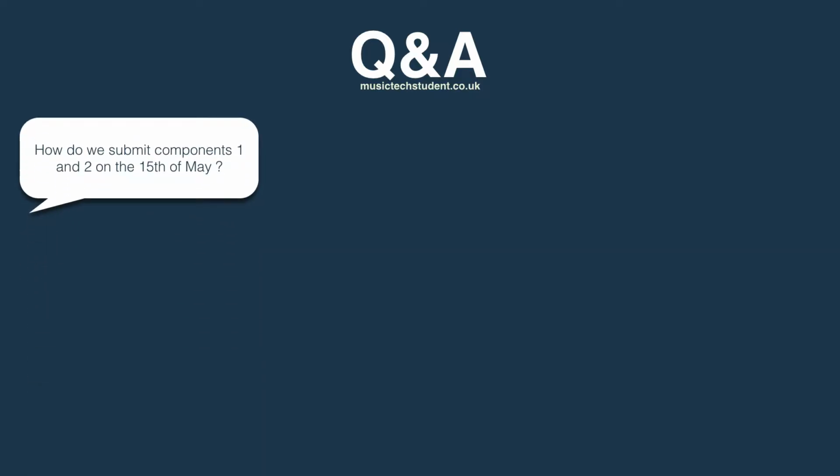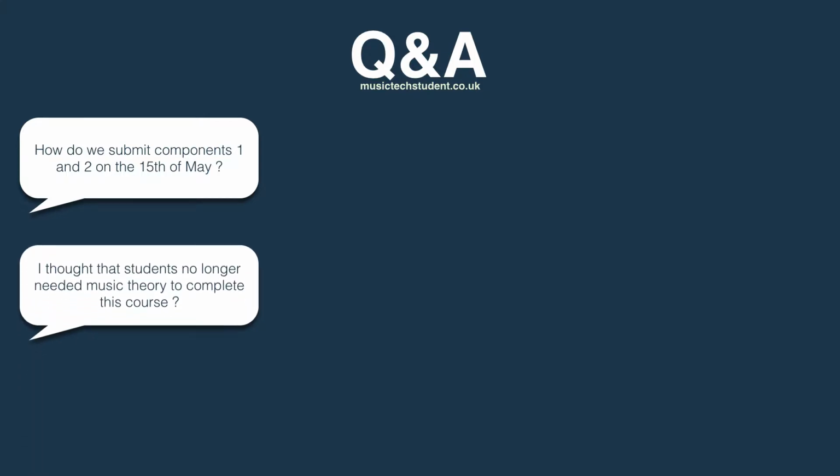So here's question 1 then. How do you submit component 1 and 2 on the 15th of May? As just said, that will very much depend on the administrative guide, and you can download and look at that each year. Like I say, it won't be published till after September. I'm not really sure at this point what time. You just have to keep an eye on the Pearson website. So the administrative guide is the support there, and that could change each year.